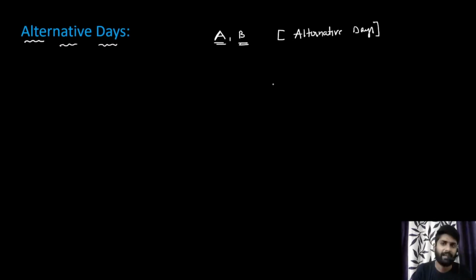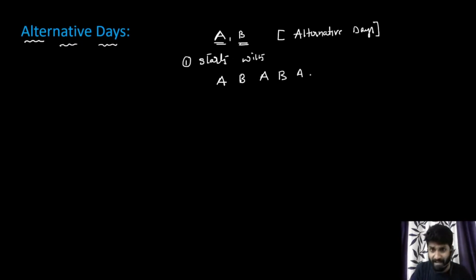What is the meaning of they are working on alternative days? For example, if it starts with A, what is the meaning, guys? A works on the first day and completes some work, and the second day B works. Again A works for some work, and whatever the remaining work, the third day is assigned to A, the fourth day to B, the fifth day to A, the sixth day to B, and so on.